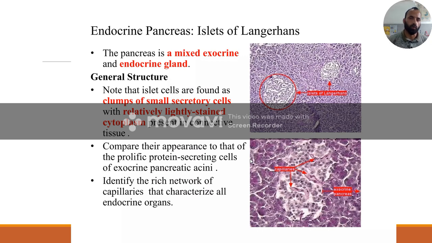Coming to the pancreas, I told you that the part of the pancreas that acts as the endocrine part is called the islet, and the pancreas is a mixture of exocrine and endocrine gland. These islets act basically as clumps, which is why they are known as solitary or isolated clumps, the islets. They stain lightly compared to the exocrine part. This is the low magnification. Under high magnification, you can see this is the endocrine part, and this is the exocrine part of the pancreas.